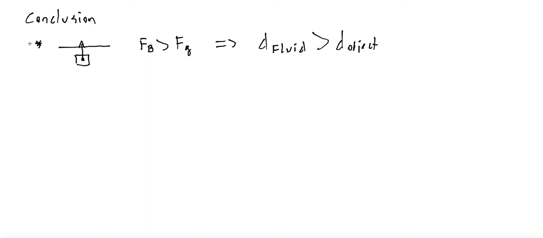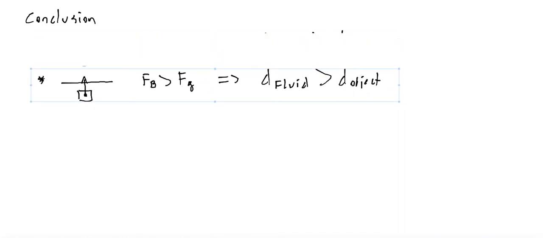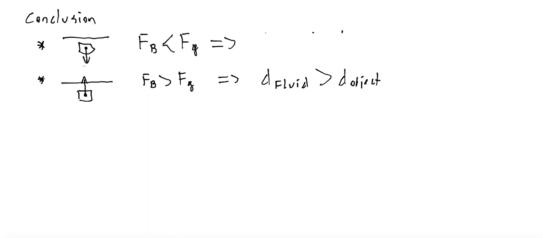Okay, I've presented this as the second, so I'm going to move it down. It will be our second, yes? Okay, first was the object sinks. This is the surface, this is the object, and the overall force is directed down. Of course, in this case, the object is heavier, so gravitational force is bigger than buoyant force, or buoyant force is less than gravitational force. So in this case, we have density of the fluid less than density of the object, or density of the object is bigger than density of the fluid.